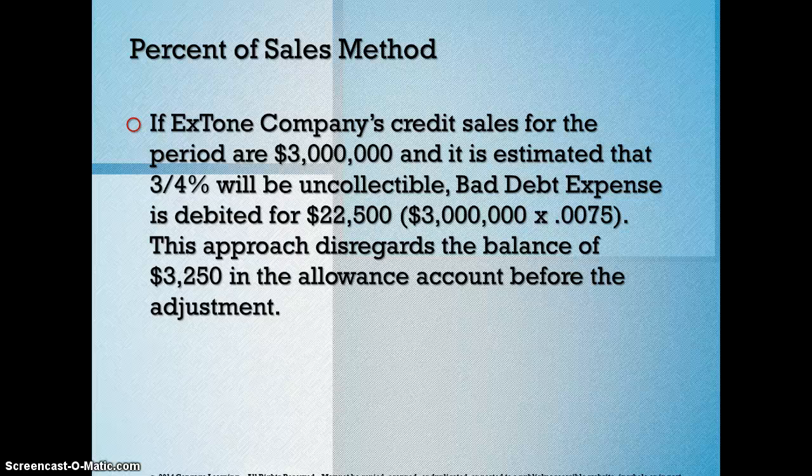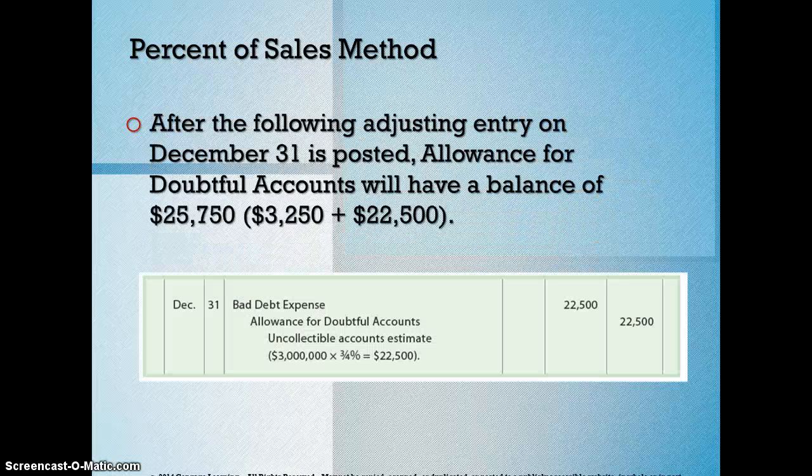Okay? And so when we calculate it, we have a straight entry. We will debit bad debt expense and credit, or add to, our allowance for doubtful accounts for the $22,500 that we just calculated. Okay, so now once we post this, we'll see that our allowance for doubtful accounts has a credit balance now of $25,750 because we have that $3,250 that we had left over from last year, plus the additional $22,500 that we estimate for this year. So key here, when you use the percentage of sales method, ignore the current balance in the allowance for doubtful accounts.